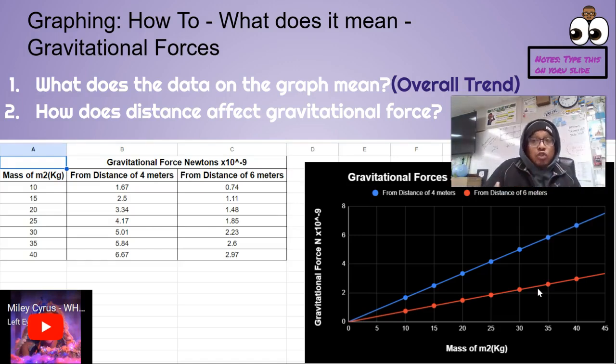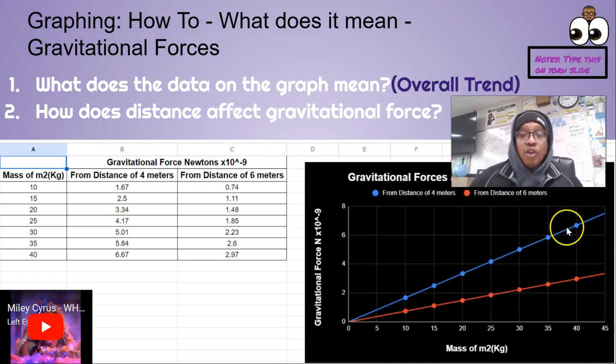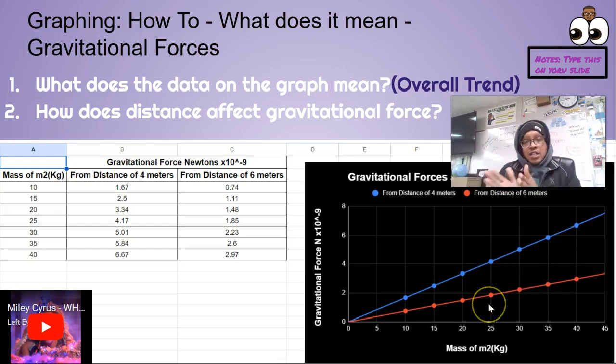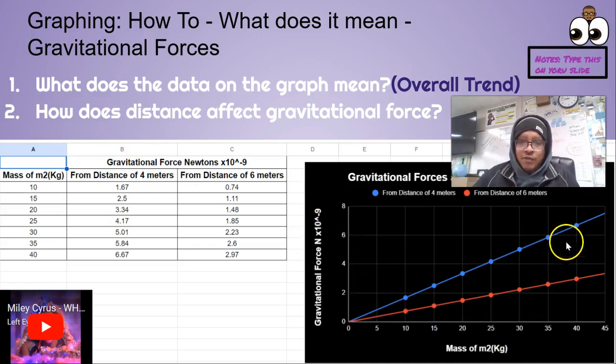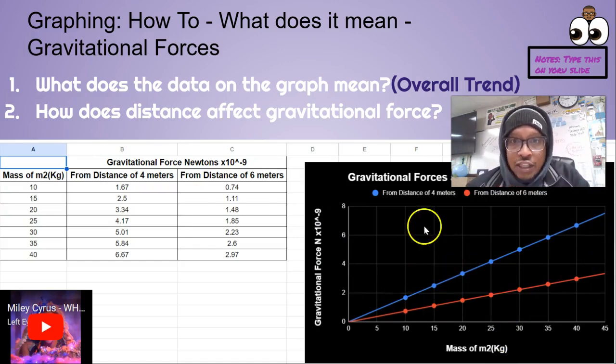And it looks to me like gravitational force is increasing at a higher rate, right? So gravitational force is higher when the objects are closer together. That's what it looks like from the graph. Because when they're further apart, right here at 6 meters, the gravitational force doesn't increase at the same rate. So that's what I see in this graph.